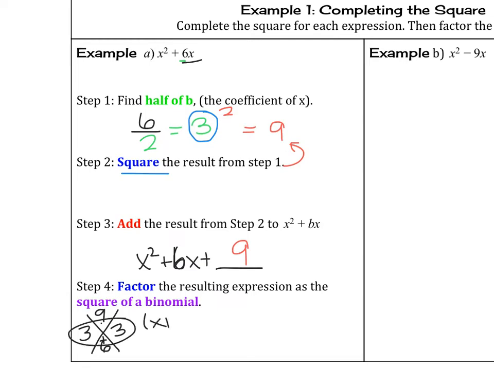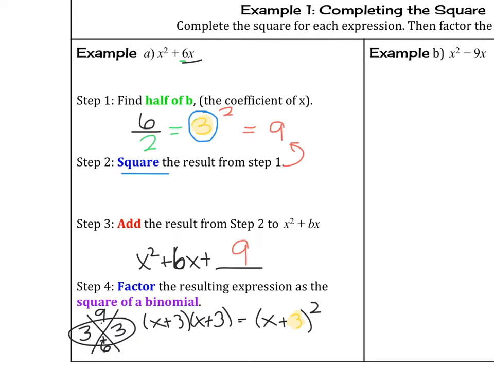So that factors to x plus 3 times x plus 3, or we can write that as x plus 3 squared. Now I want you to notice this 3 that I have here. This 3 is the same exact 3 that I circled here, okay? And that is always true, because we're trying to find the perfect square trinomial.